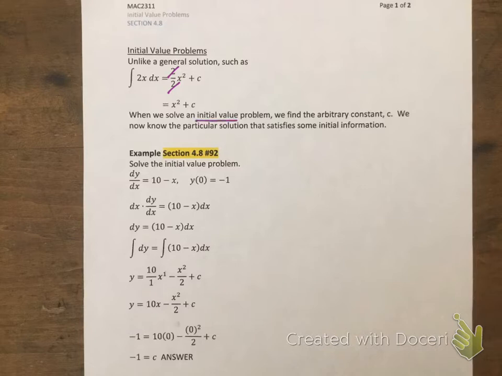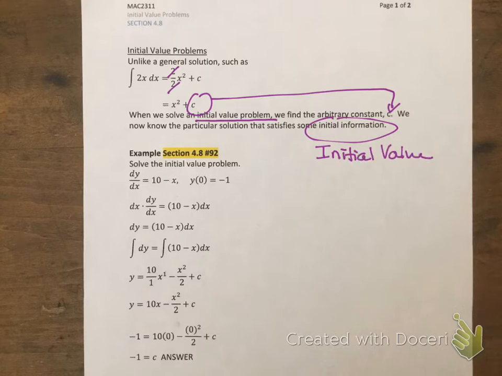When we solve an initial value problem, what we're actually doing is finding this c. We're finding that constant. We now know one particular solution that satisfies some initial information that I'm given. Thus, the name of these problems: initial value problems. So let's look at an example together.